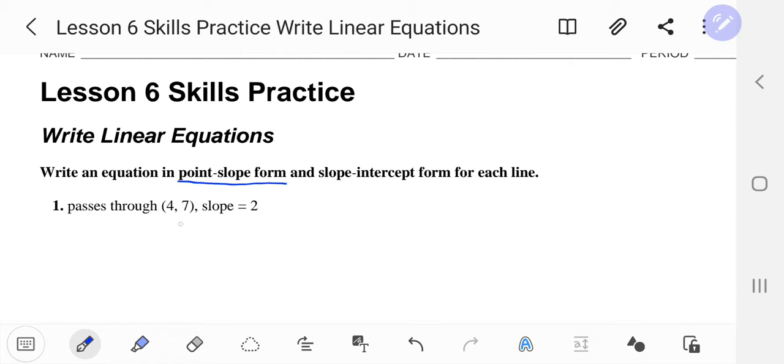All right, and you can see that number one is actually one of our more simple or easier ones where you just have to basically plug into this form that we now know. The second part is you actually have to write the equation in slope-intercept form as well. And that's the new thing. That's the extension for today.